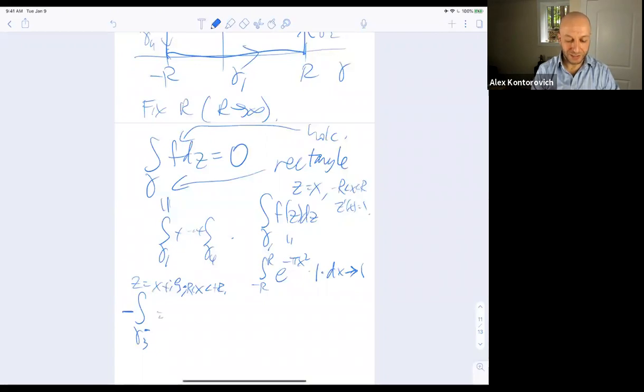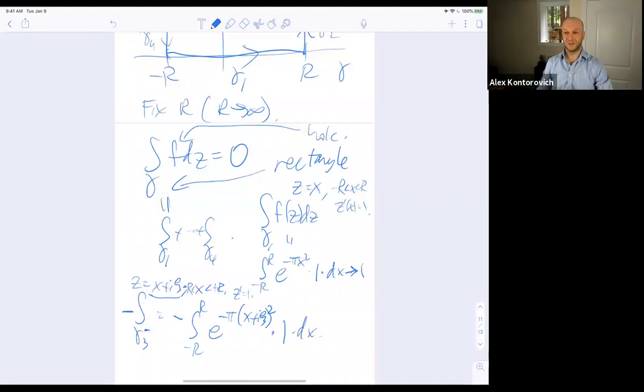Okay. So what is this? It's negative the integral from minus r to r. Now we have to be a little careful. E to the minus pi z squared. This is x plus I xi squared. What is dz? Z prime with respect to x is the parameterizing variable. It's still 1. Yep, z prime is still 1. Z prime of x is still 1. Xi is a constant. Dx. Who's with me?